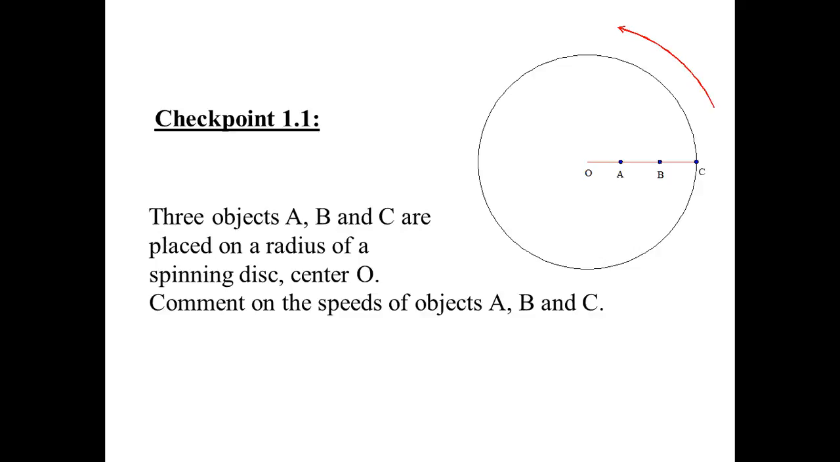Three objects A, B, and C are placed on a radius of a spinning disk, center O. Comment on the speeds of objects A, B, and C. So there are three objects and they are on the same spinning disk. That means the angular velocity omega must be the same, that is, the angular displacement over the time taken to complete one revolution will be the same.